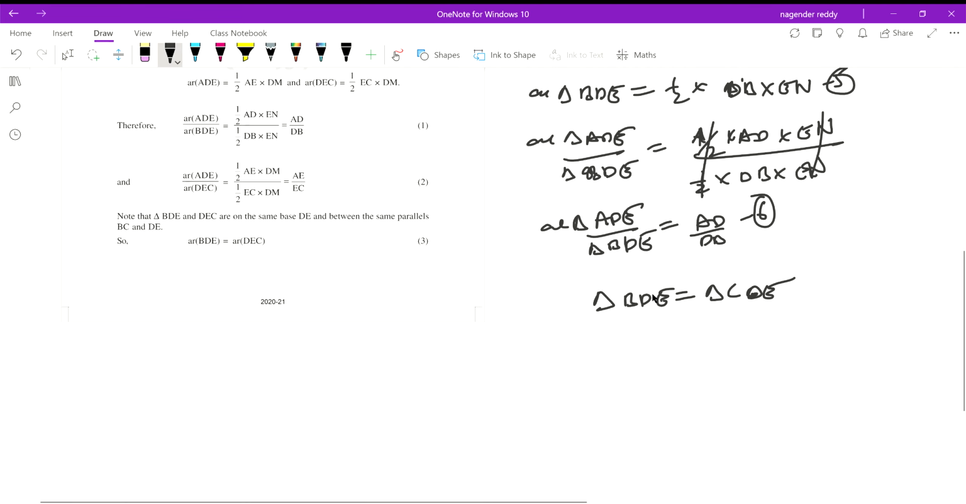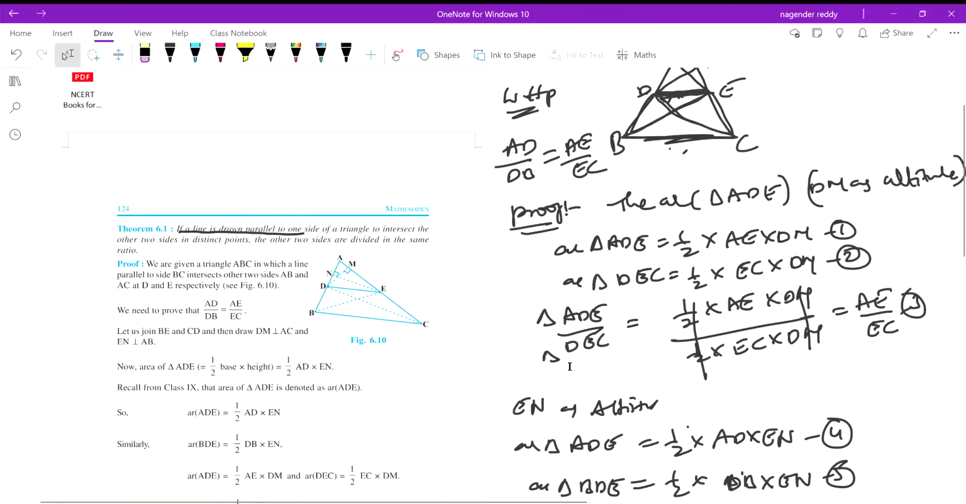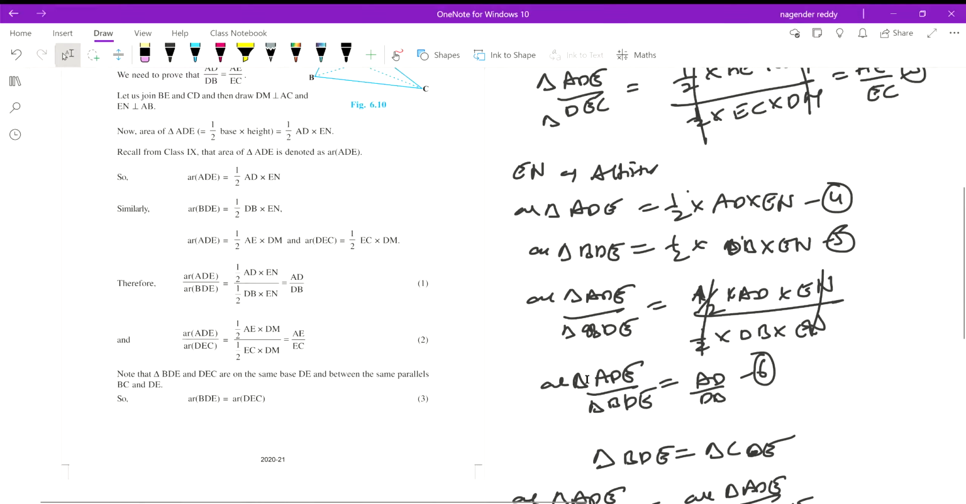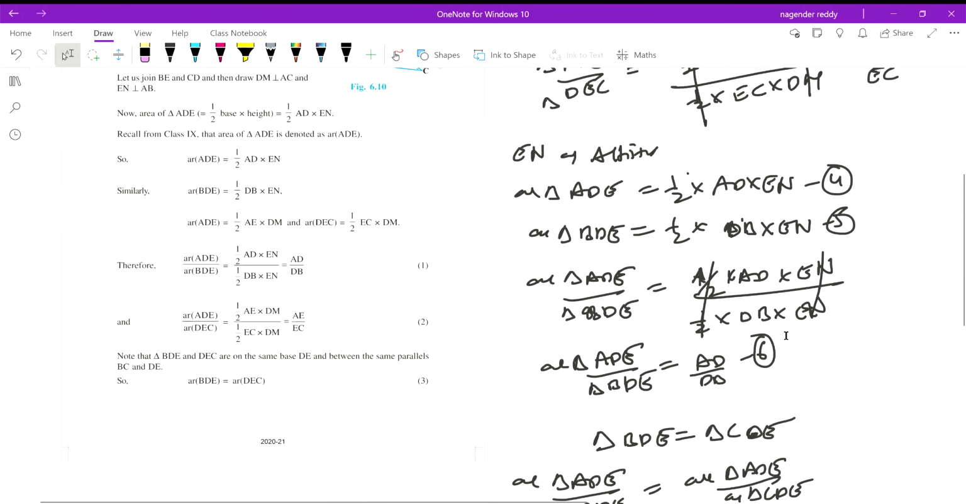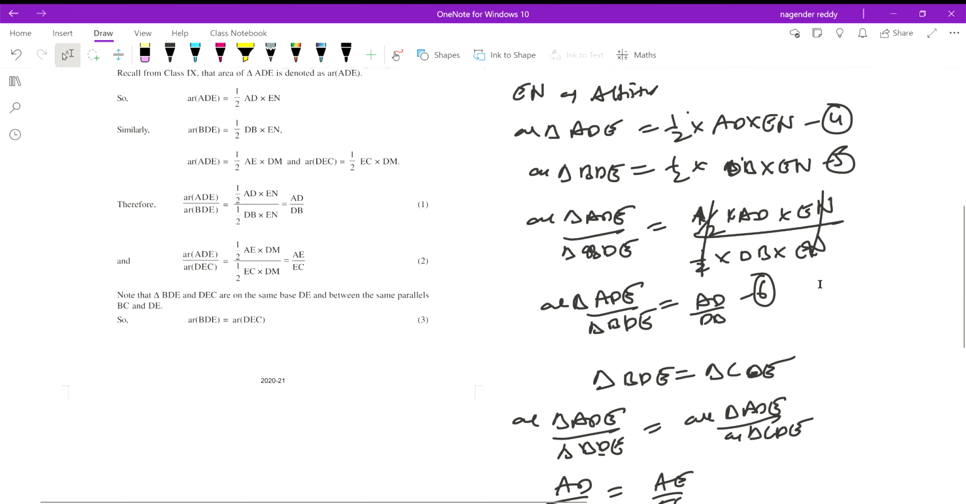That means area of triangle ADE by triangle BDE is equal to area of triangle ADE by area of triangle CDE. Both are equal. We can write in the place of this one, I wrote CDE. Now ADE by DEB, BDE sorry, how much? AD by DB. So AD by DB is equal to AE by EC. Hence proved.